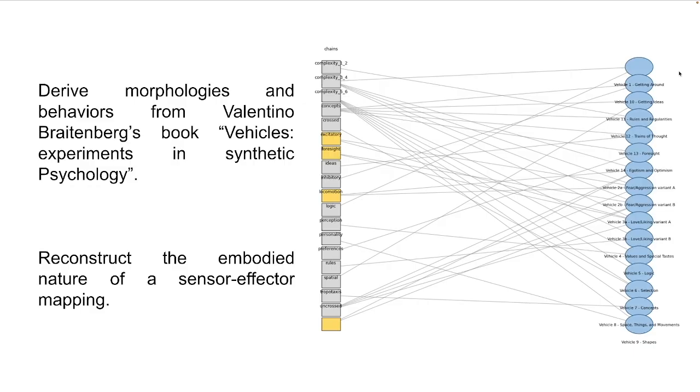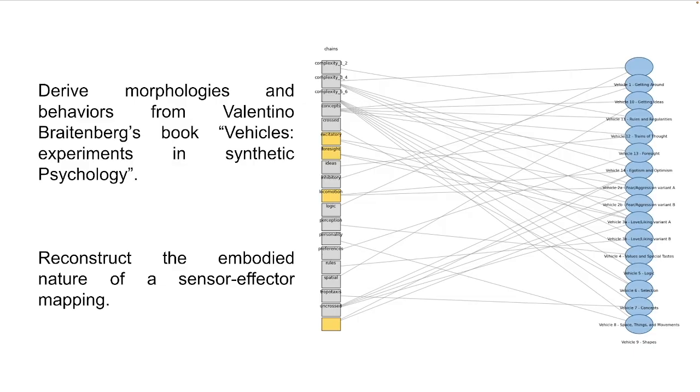So we kind of know what we're getting when we take different vehicles and we cross them, or we do this in silico hybridogenesis. If we combine vehicle 1 and vehicle 10 and vehicle 11, we have different associated behaviors. We derive the morphologies and behaviors from Valentino Braitenberg's book Vehicles: Experiments in Synthetic Psychology.